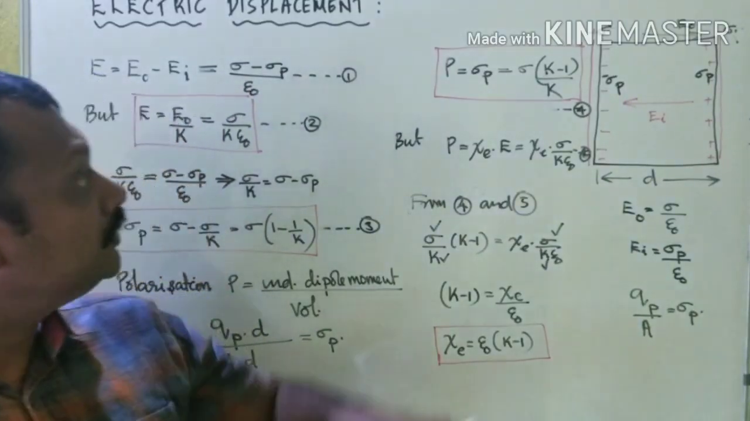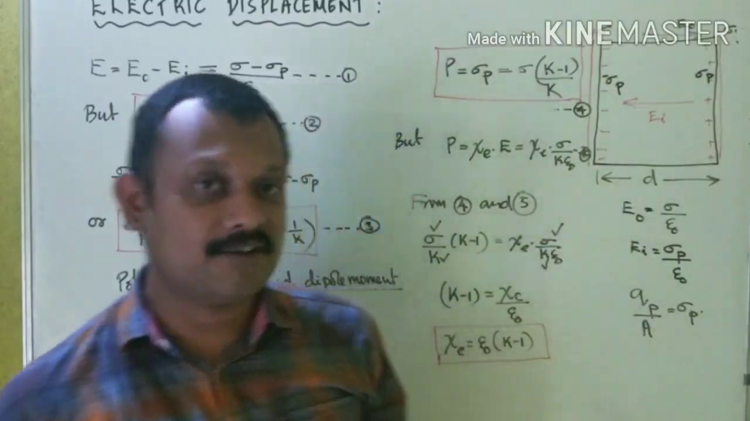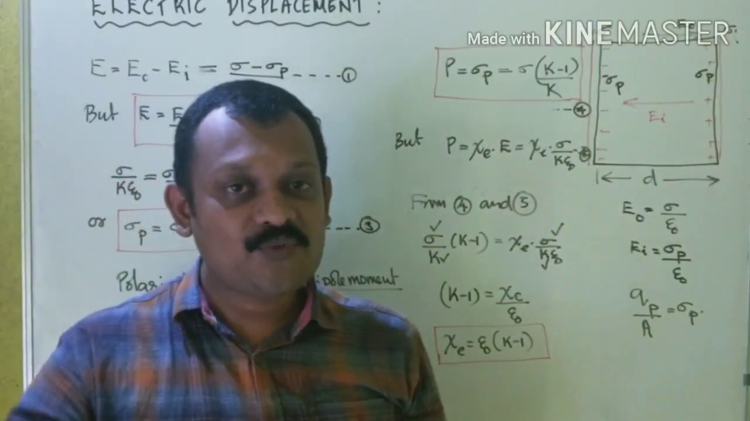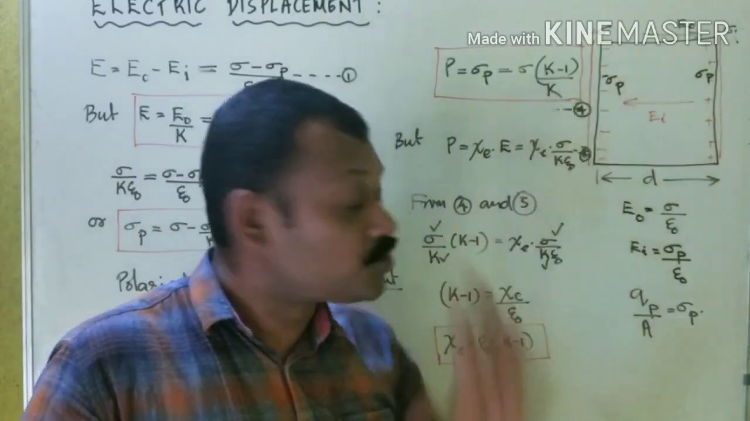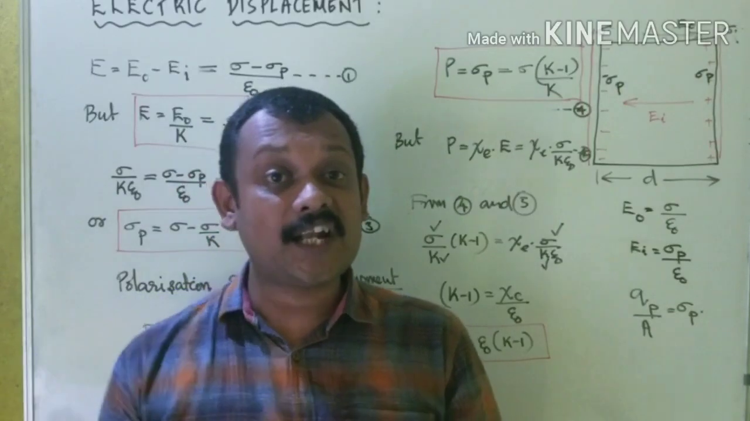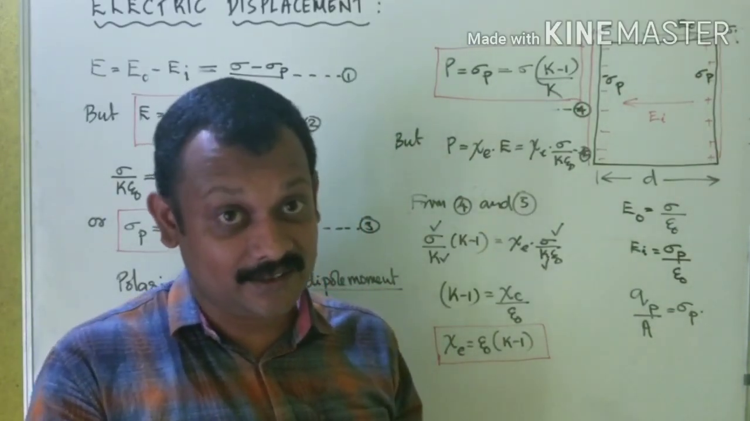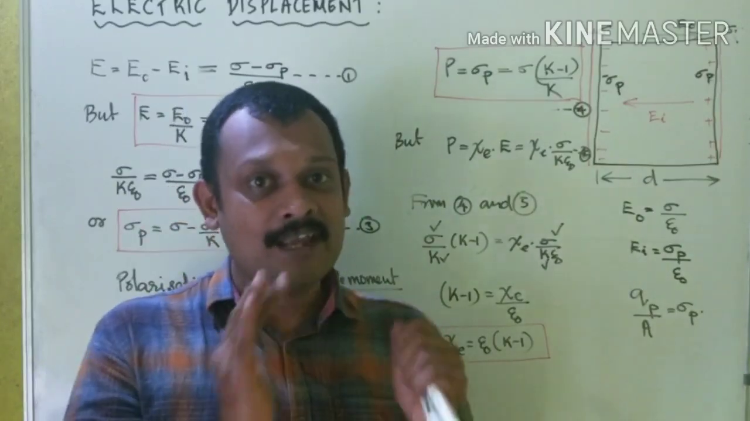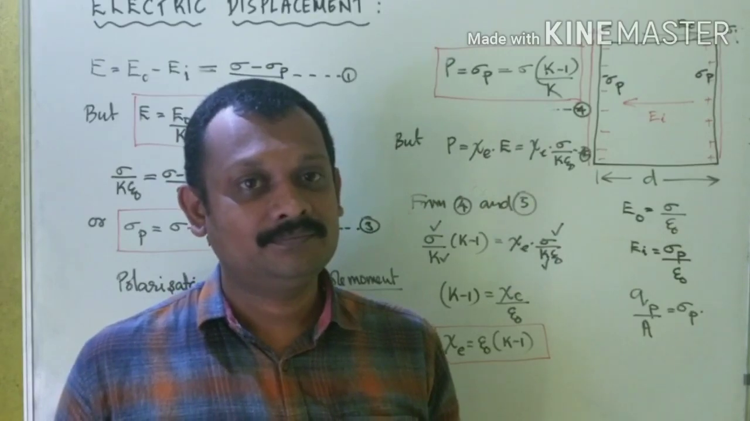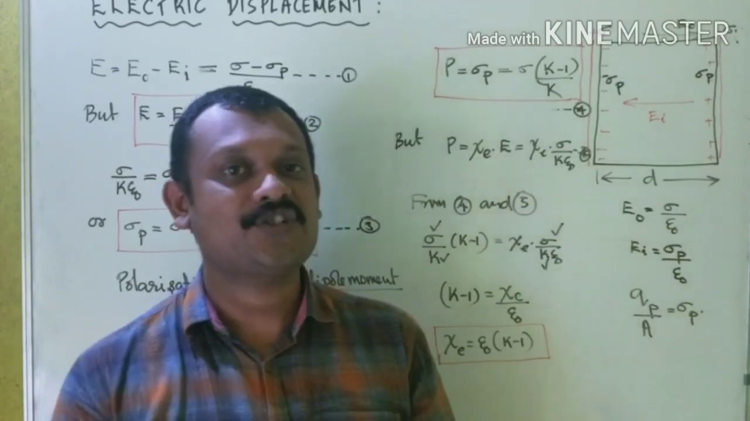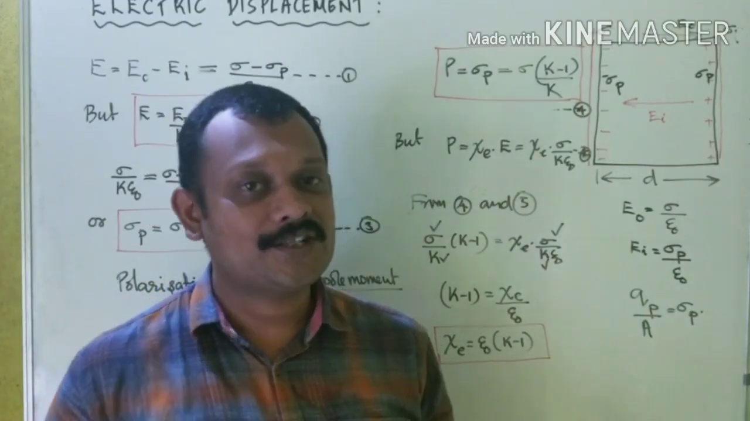Which means the applied field is equal to the induced field inside a dielectric. Which means whatever be the external field we supply to a conductor, not dielectric, I'm sorry, whatever be the external field you supply to a conductor, that much field will be induced inside the conductor such that the net electrostatic field inside a conductor is 0. I hope you understand this discussion.